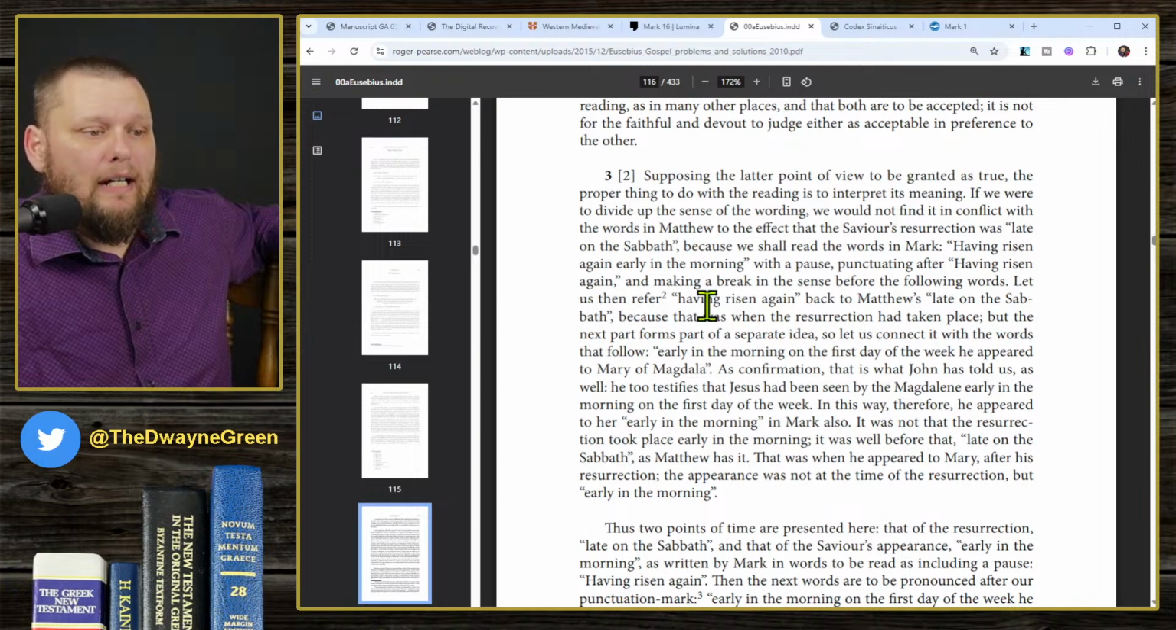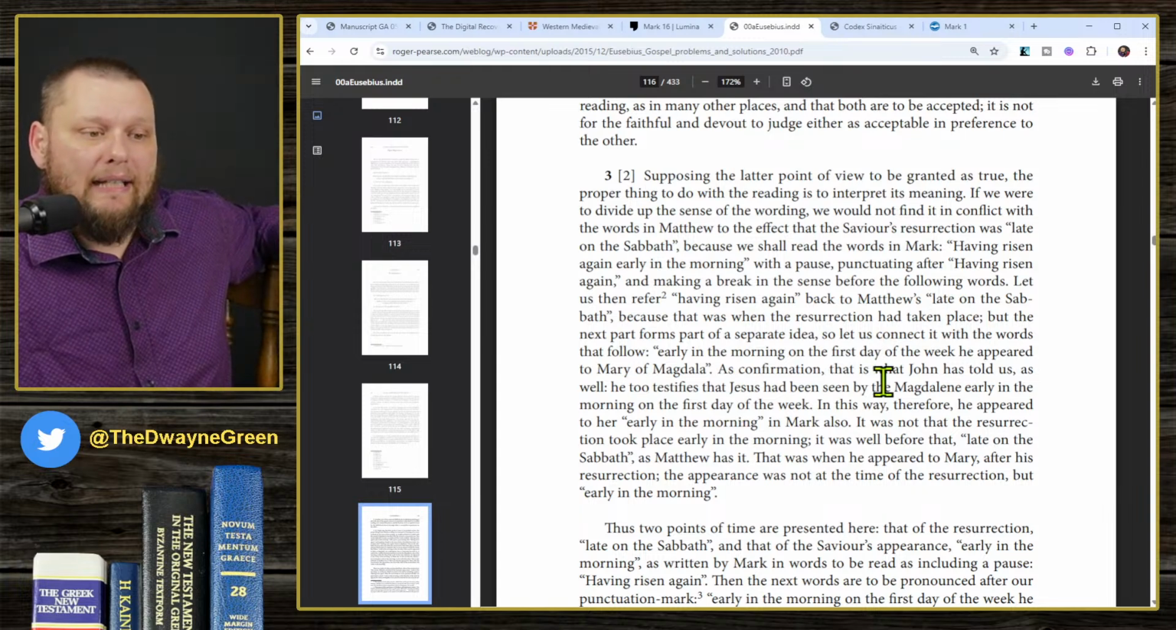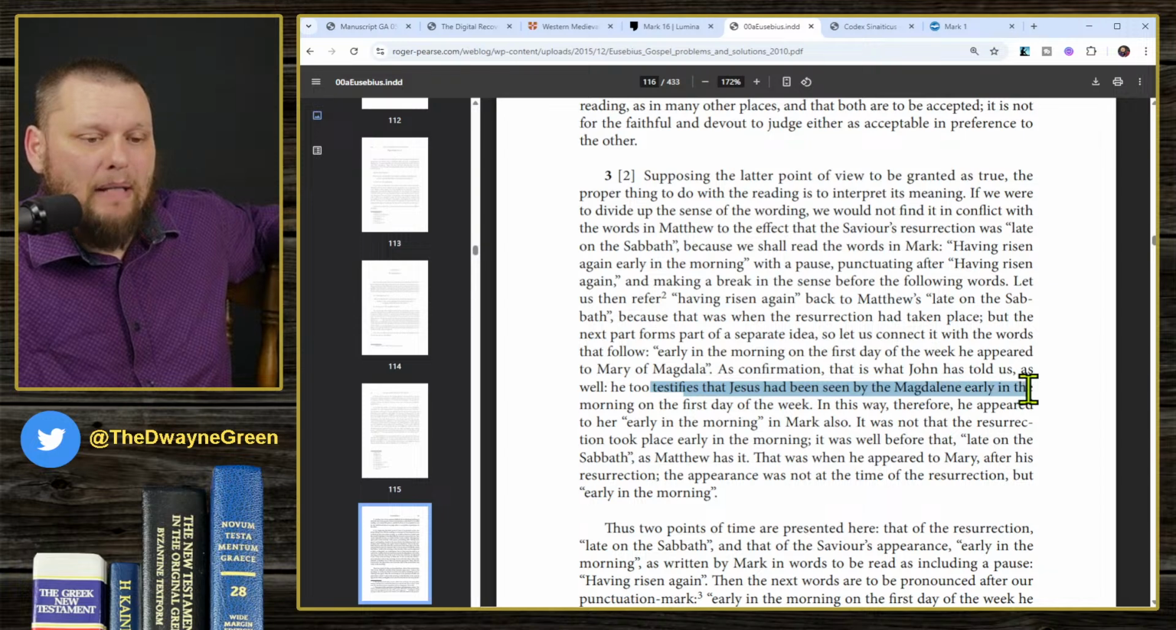Let us then refer, having risen again, back to Matthew's, late on the Sabbath, because that was when the resurrection had taken place. But the next part forms part of a separate idea, so let us connect it with the words that follow. Early in the morning, on the first day of the week, he appeared to Mary of Magdala. As confirmation, that is what John has told us as well. He too testifies that Jesus had been seen by Magdalene early in the morning on the first day of the week. In this way, therefore, he appeared to her early in the morning in Mark also.